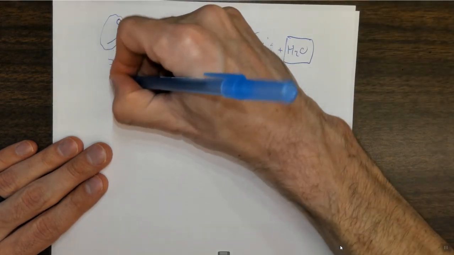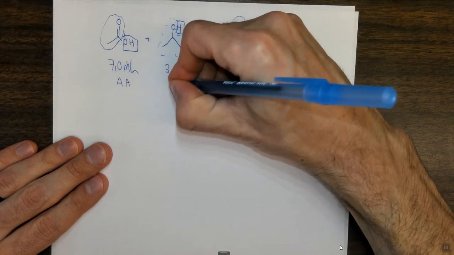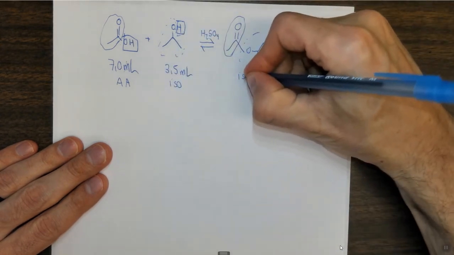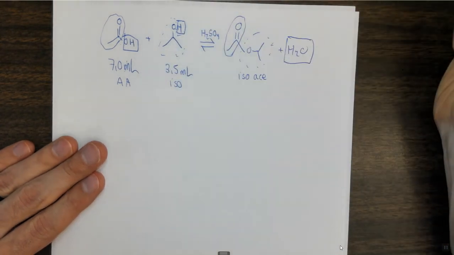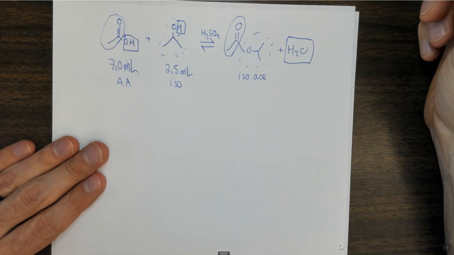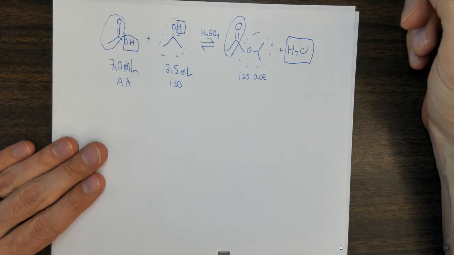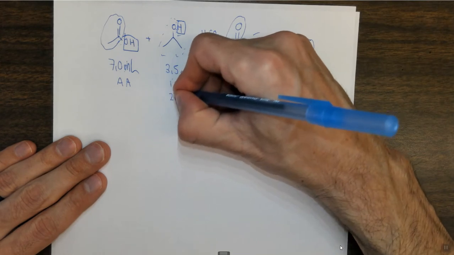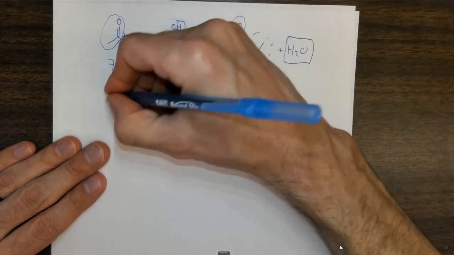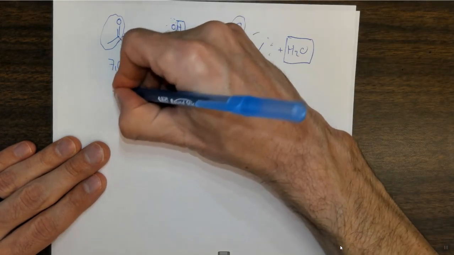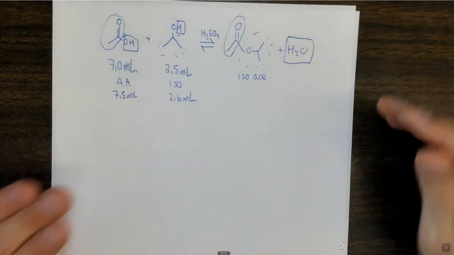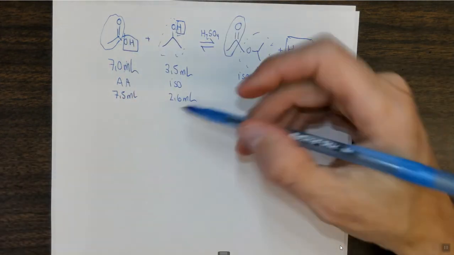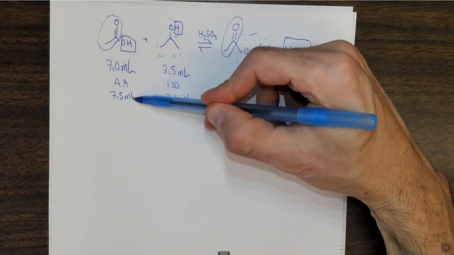And I'm going to label this one acetic acid, this one isopropanol, and this one isopropyl acetate, so I don't have to write the words out every single time. In my example calculations, I'm going to use 2.6 milliliters of the isopropanol and 7.5 milliliters of the acetic acid, just so I get different numbers. So this is the example.